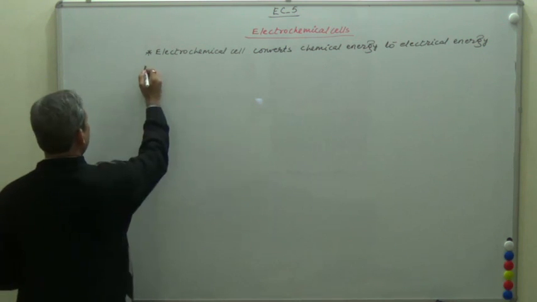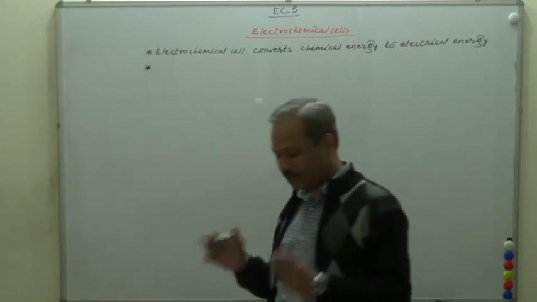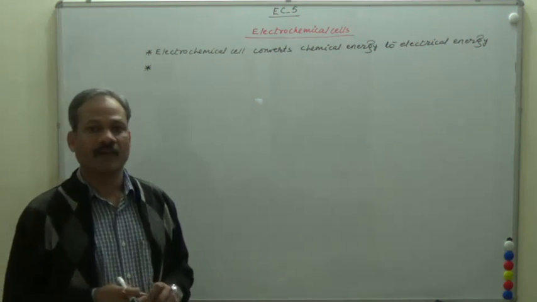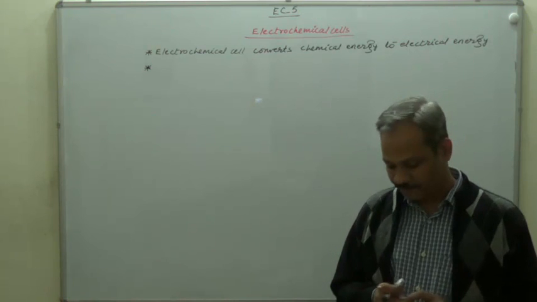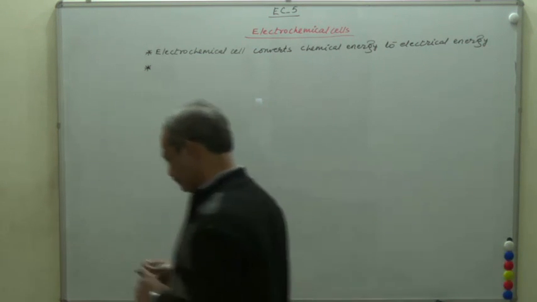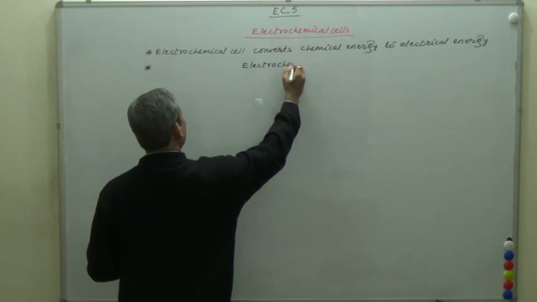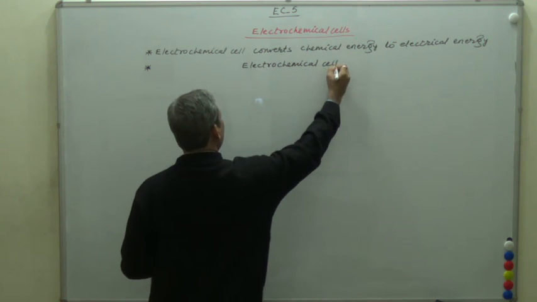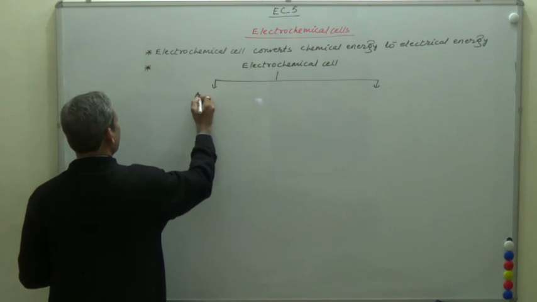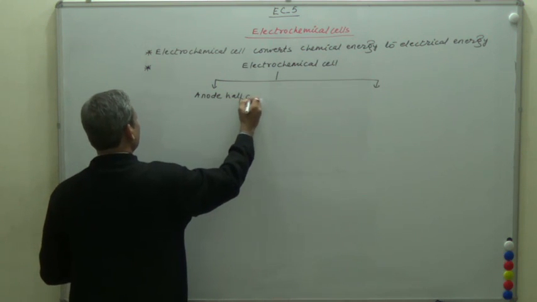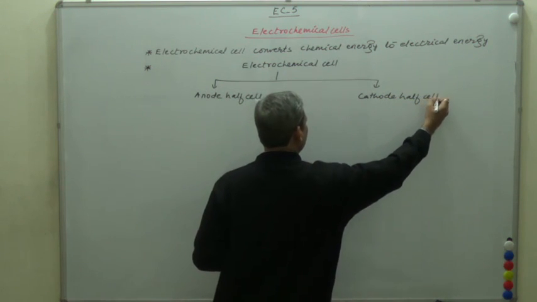Every electrochemical cell is made up of two half cells. In an electrochemical cell, there are two half cells. One is called as anode half cell and another is called as cathode half cell. The first is anode half cell and second is cathode half cell.